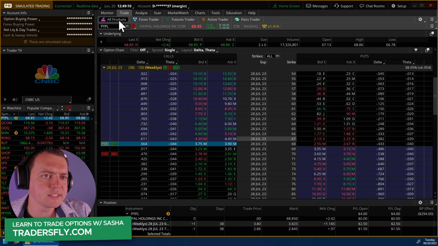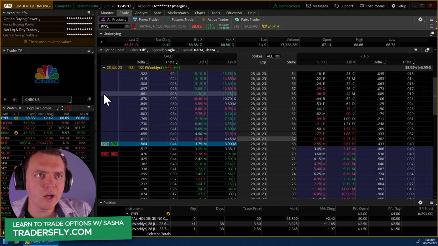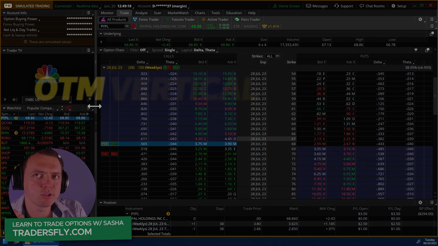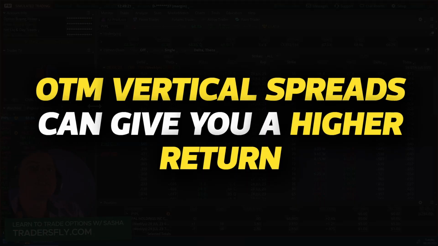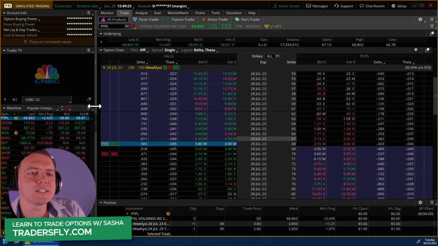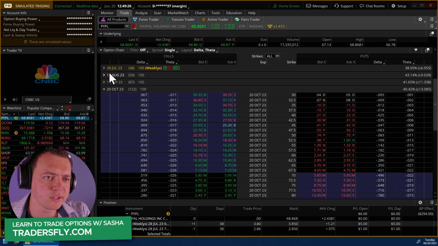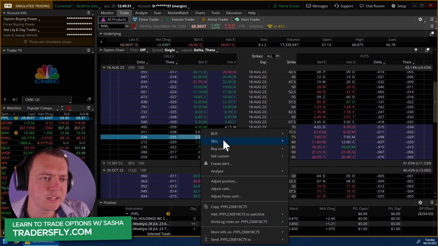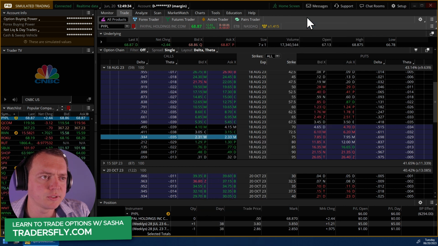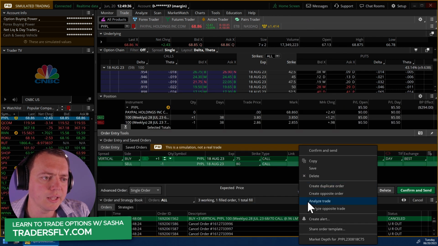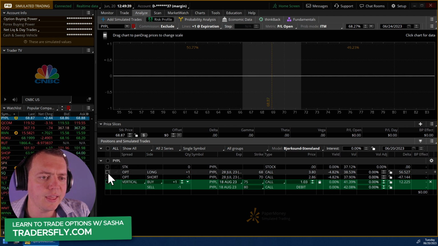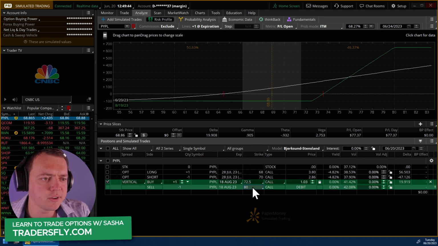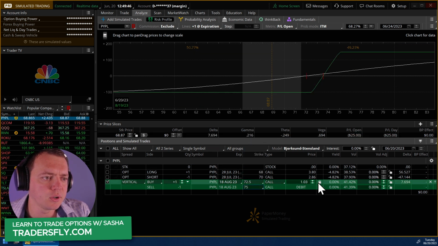Now the next thing is, if you want a better risk to reward ratio, we could go in and do an out of the money vertical spread. Out of the money vertical spreads can give you a higher return, but they're less likely to get hit. So the way I might go into this one is 59 days out. Let's go to a 75 and an 80. We'll buy a vertical over here. I'll analyze that trade. That trade will be a little out of the money. Actually, it's almost too far. 72 and a half, maybe 75. There we go, that's a little bit better.